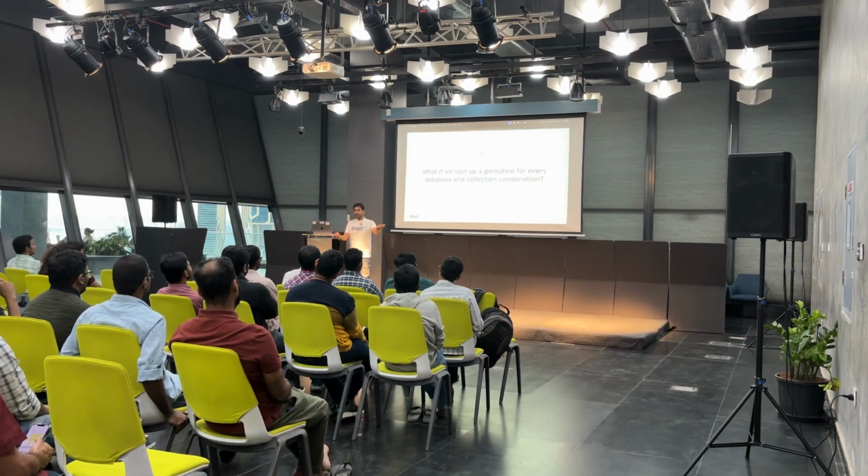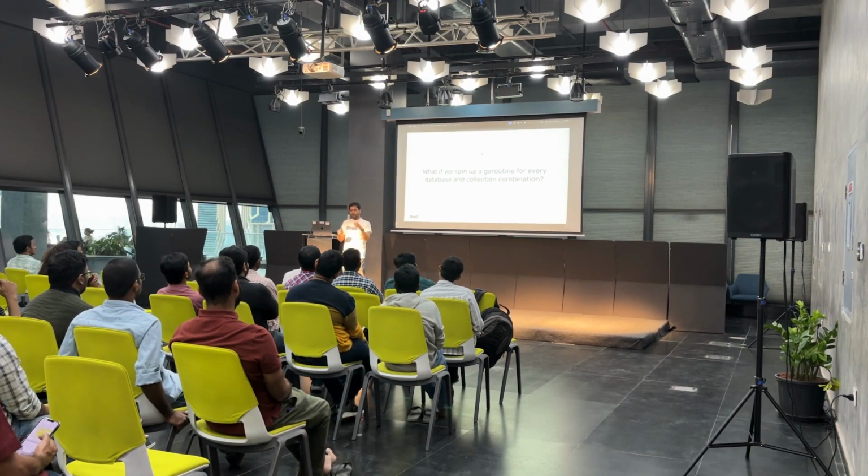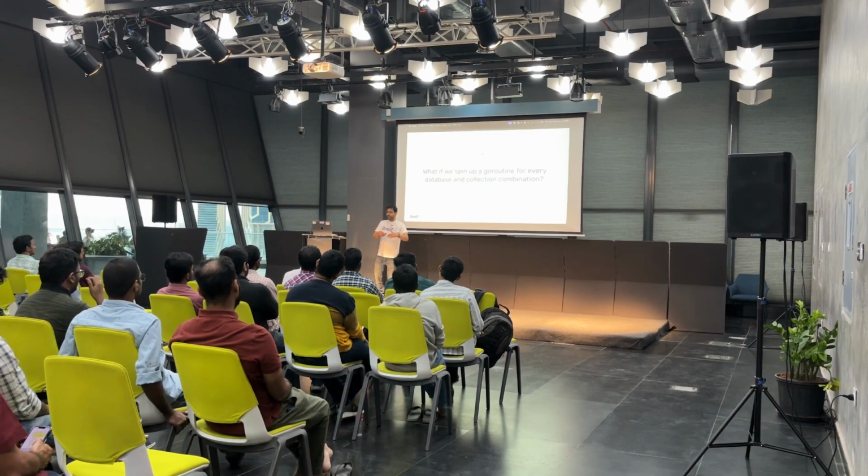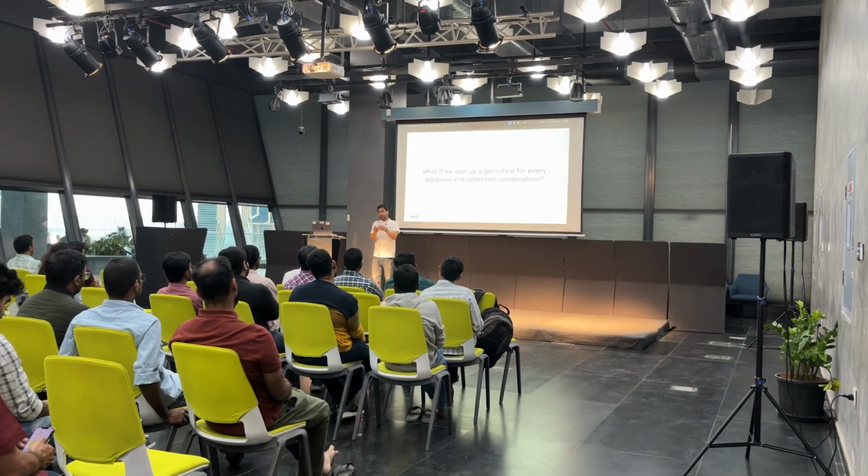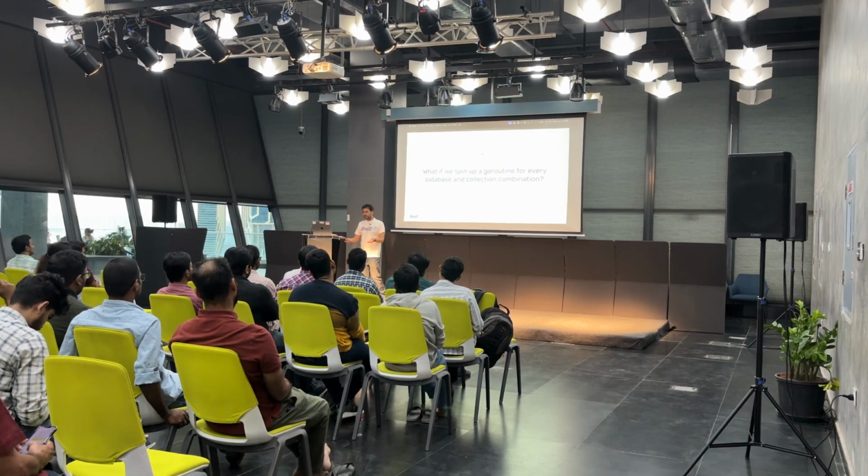We can do one step further. What if we say, okay, we have n databases, n collections. Ultimately our goal is to have ordering for a particular collection, not necessarily for a database. So what if we spin up a goroutine for every database-collection combination?